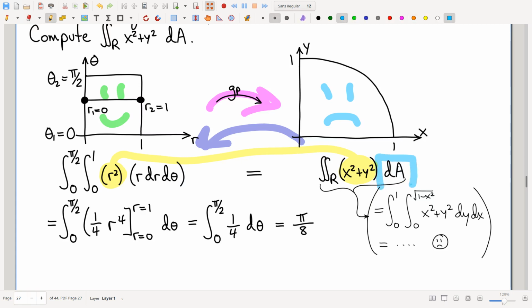Area in the xy plane is stretching factor times area in the r theta plane. And don't forget, we've already computed our stretching factor. I don't need to recompute it. It's already computed as r. I can just stick it in there. Everybody good with that? Just plug it in. Don't forget your stretching factor.